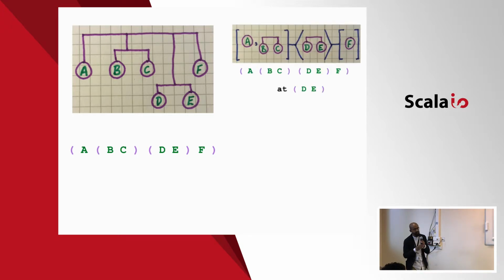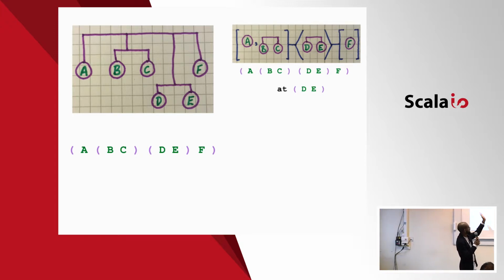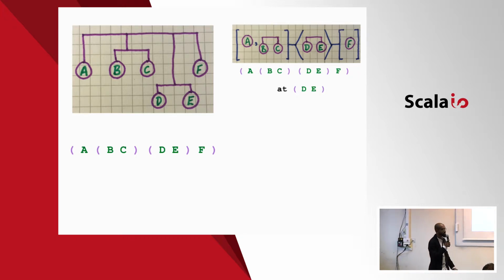So in order to get to D, I first go to the subtree, which is to the right of A and BC, and to the left of F, right? So I'm focusing on the part of the tree in the middle of these two things. So I have a list of lefts and a list of rights. This is my context. My current focus is a subtree DE.